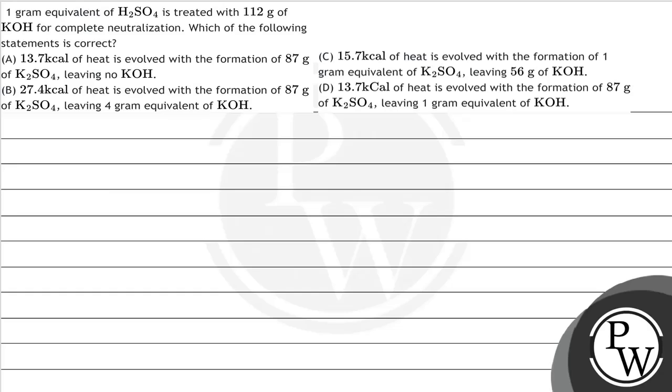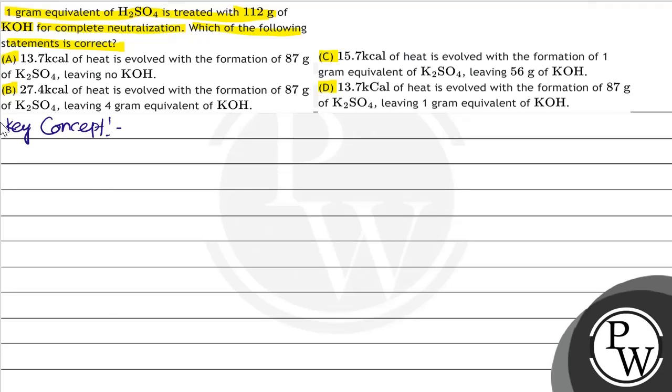Hello बच्चों, let's see this question. The question says that 1 gram equivalent of H2SO4 is treated with 112 gram of KOH for complete neutralization. Which of the following statements is correct? So here the options are given, option A, option B, option C and option D. This question is basically a numerical problem from the topic thermodynamics and thermochemistry. So here we basically use a numerical formula, that is, we can say it as the key concept.